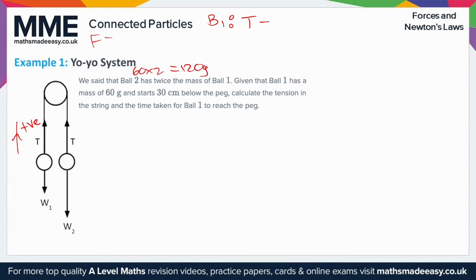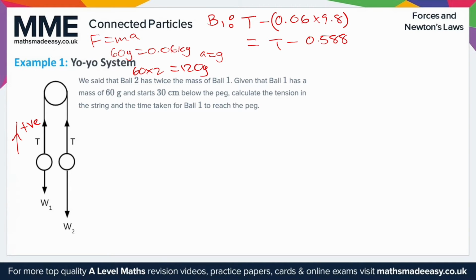Well, we would use F equals MA, where mass, in the case of ball 1, is 60 grams, but we need SI units, so 60 grams equals 0.06 kilograms. And acceleration is G in the case of its weight. So this will be 0.06 times 9.8. If you work that out, that is equal to T minus 0.588. Okay, so that doesn't mean a whole lot at the moment.